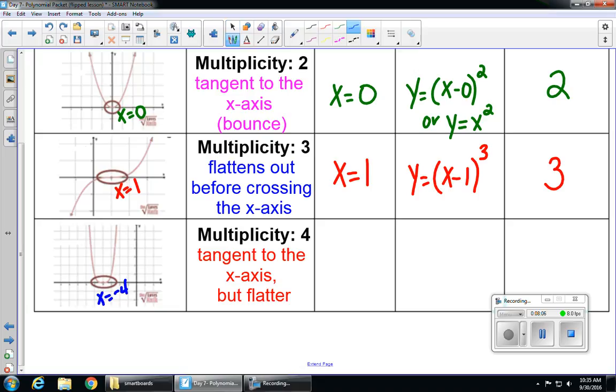So our 0, or our x-intercept, which is also known as our root, is x equals -4. And our equation here would be y equals (x + 4) to the fourth, because we now know that our multiplicity matches the exponent, which also matches our degree.